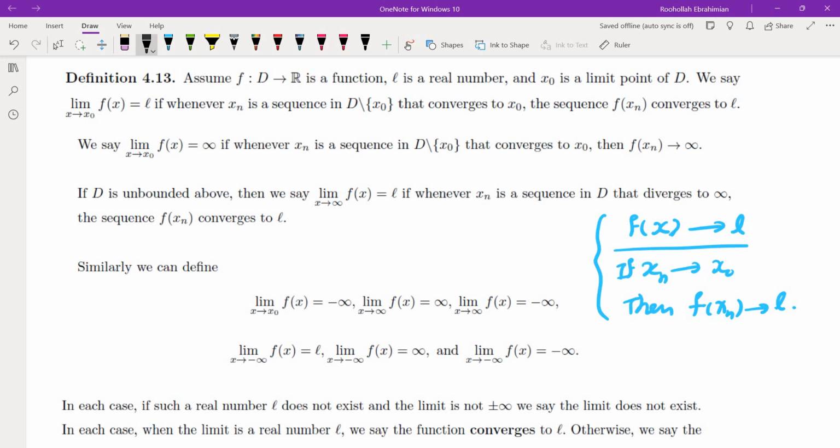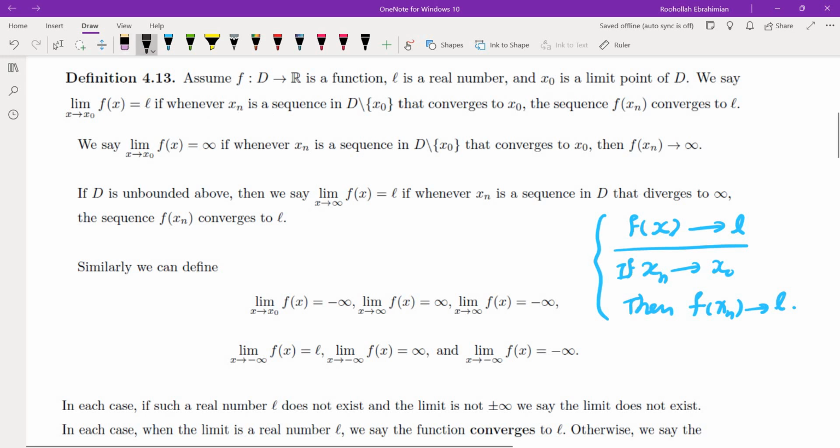We say f of x approaches L as x approaches x naught if whenever xn is a sequence in D, but we have to exclude x naught, because when we say approaching x naught, we aren't really talking about x naught, that converges to x naught, the sequence f of xn converges to L. So this is the definition. So anytime you want to show limit is equal to a number, you need to show x naught is a limit point, and you need to start with a sequence in D minus x naught and then show that f of that sequence approaches L.